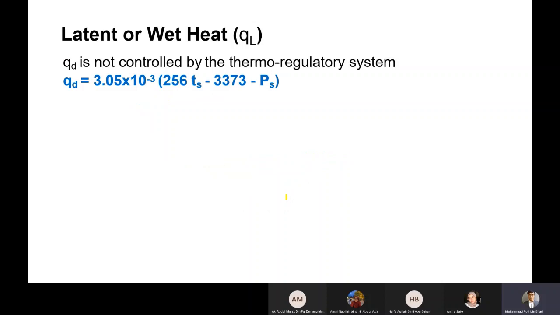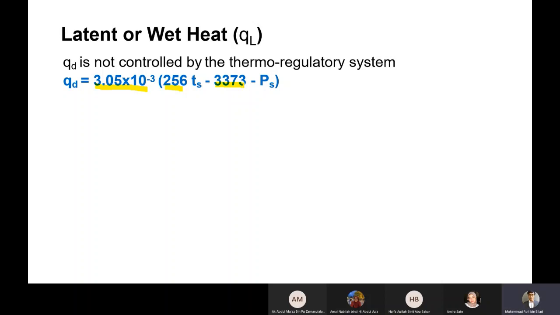So QD, okay, it is not controlled by a thermoregulatory system whatsoever. It's just flowing. And then this equation is empirical. So empirical is based on data, based on fitting the curve. Okay, you have a lot of data and you try to develop the equation. And you put some parameters there. You ask why this number, sir? Well, this comes through curve fitting. Okay, why this number? This comes through curve fitting.